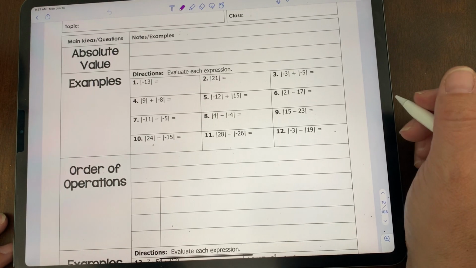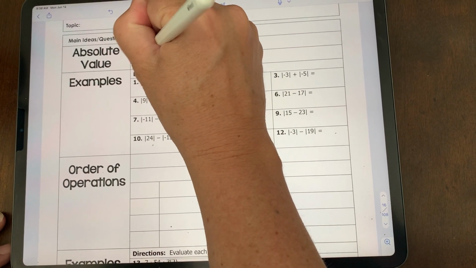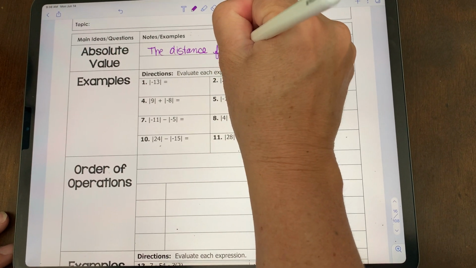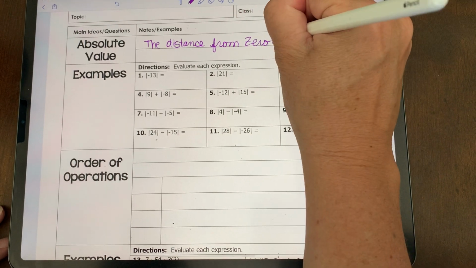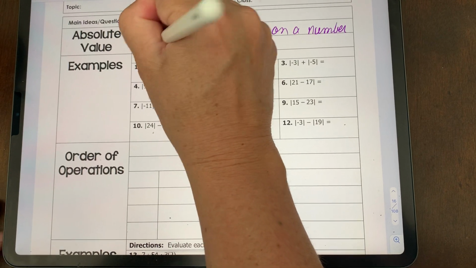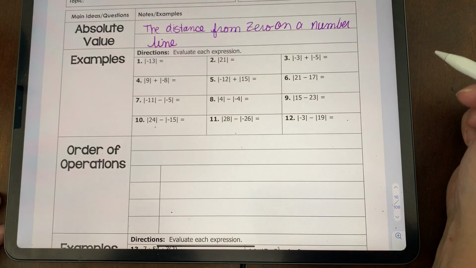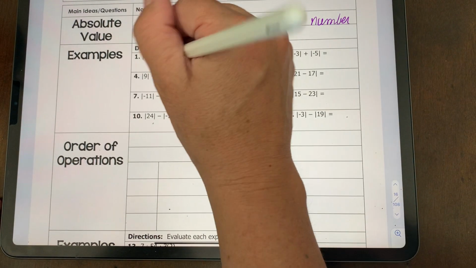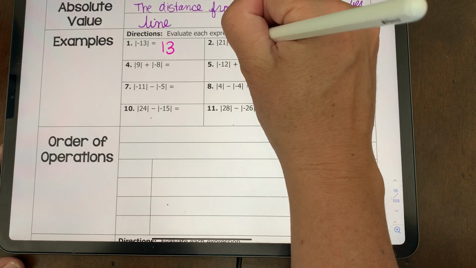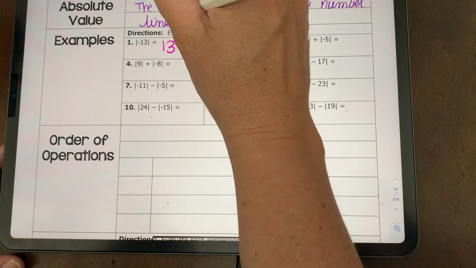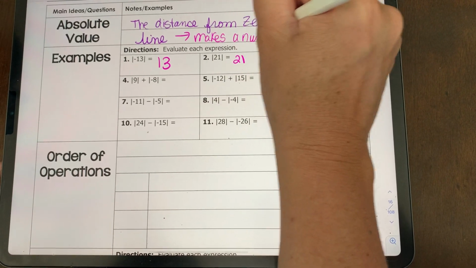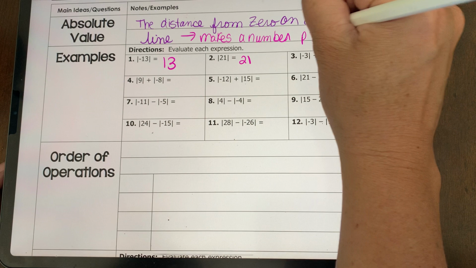All right, so we're doing absolute values. Absolute value is the distance from 0 on a number line. And so I'm not going to do all of these examples. So for example, the absolute value of a negative 13 is 13. Okay. The absolute value of 21 is 21. So basically, it makes a number positive.